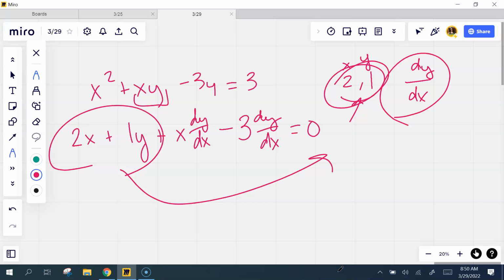So let me reason through what I know, because I see some patterns in this graph. The first thing I see is every time x is 0, the slope is 0. Right? Do you see that? And every time x is 4, the slope is 0.